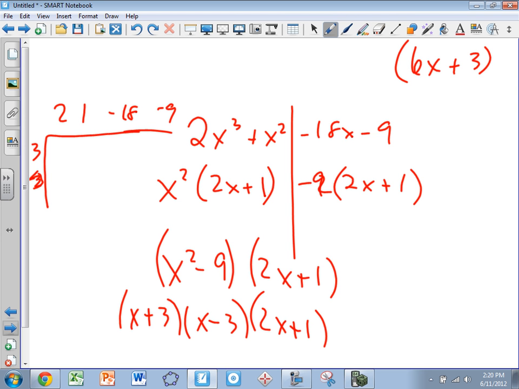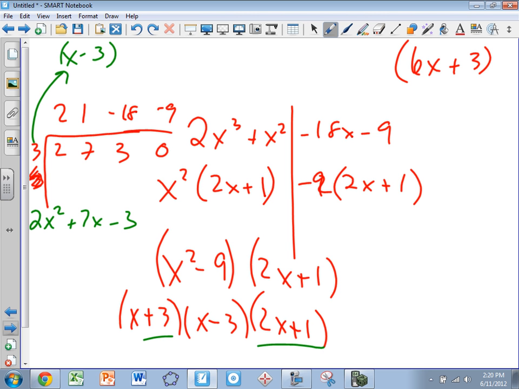So the 2 comes down, 6 and 1 is 7, 21 minus 18 is 3, 9 and 9 is 0. Take a look at what's left now. This becomes 2x squared plus 7x minus 3. One of your factors is definitely x minus 3, because that comes from right here. And where do the other two factors come in? Here and here. That's what that factors into. So personally, the synthetic table works, but grouping is easier for a problem like this, because you don't have to worry about factoring with an AC method problem.